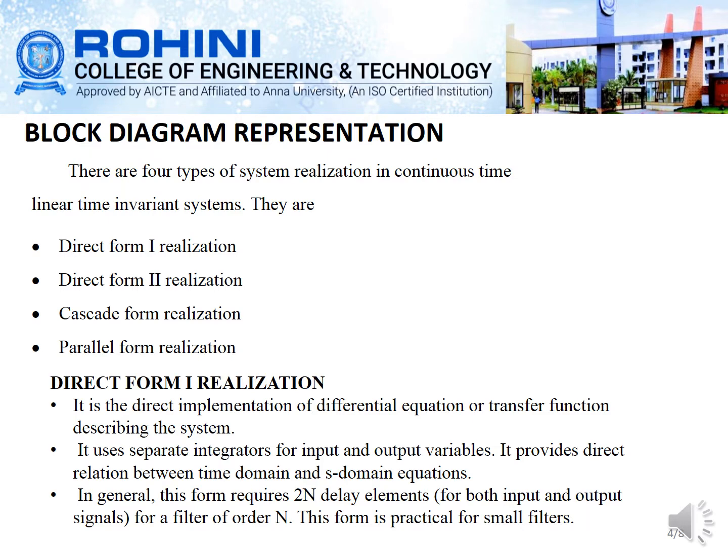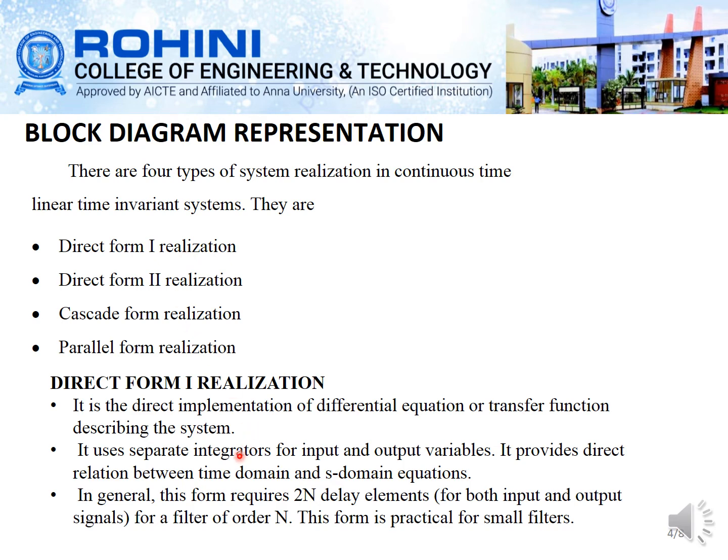And in the case of block diagram representation, there are four types of system realization in discrete time invariant systems, and they are direct form 1 realization, direct form 2 realization, cascade form realization, and parallel form realization.